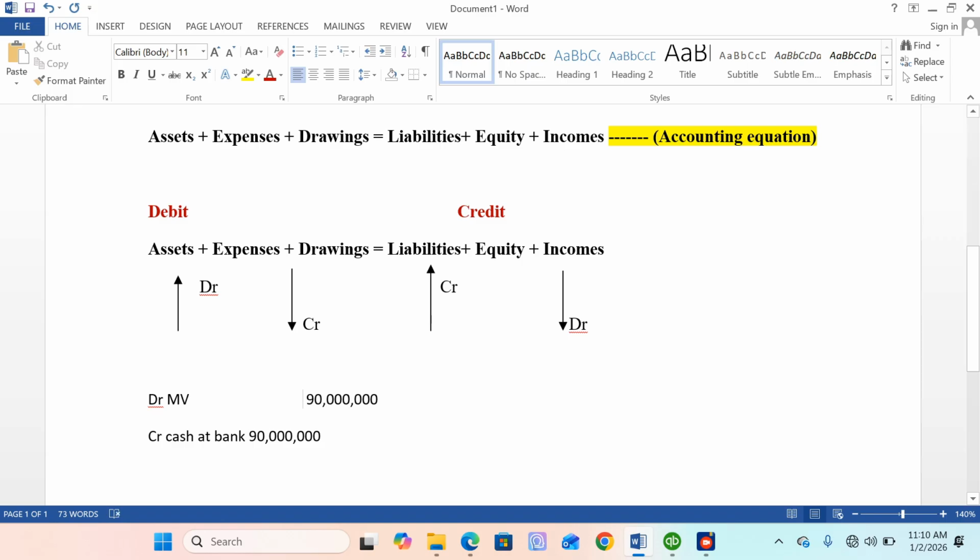So you can see this is the double entry. This is how we do the accounting equation.